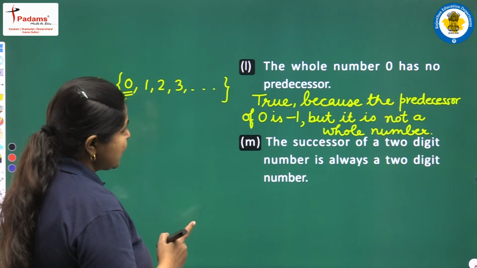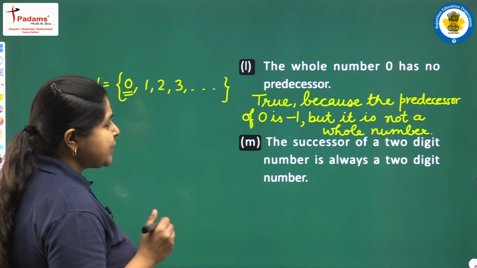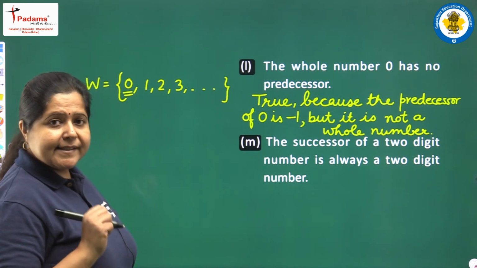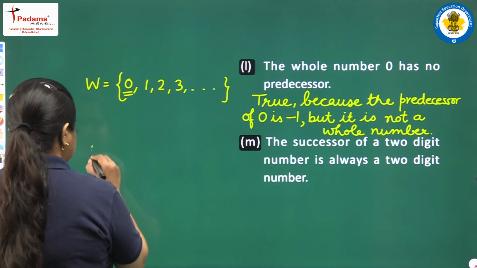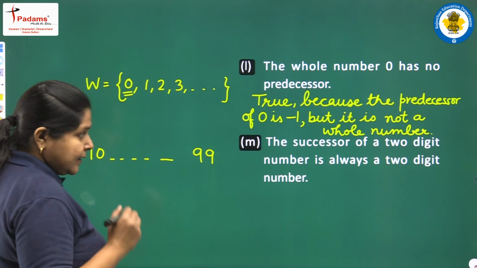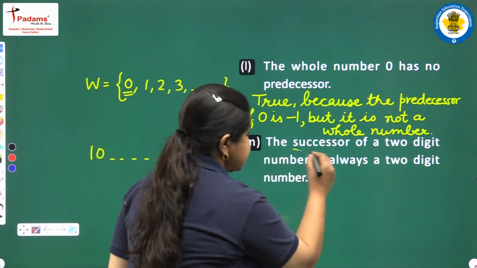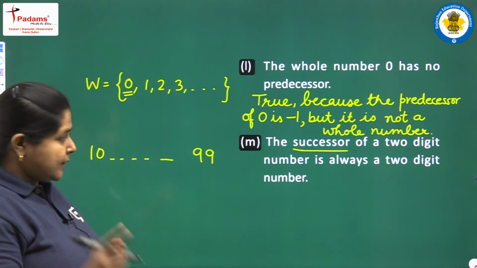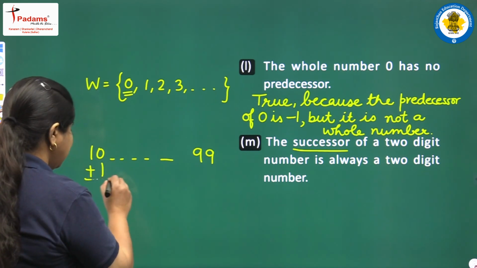Then we have the last one. The successor of a 2-digit number is always a 2-digit number. Again, let us consider the 2-digit numbers. They start from 10 and then end at 99. Now we are talking about their successors. How do we get a successor? By adding 1. So if we add 1 to it, you will get 11.